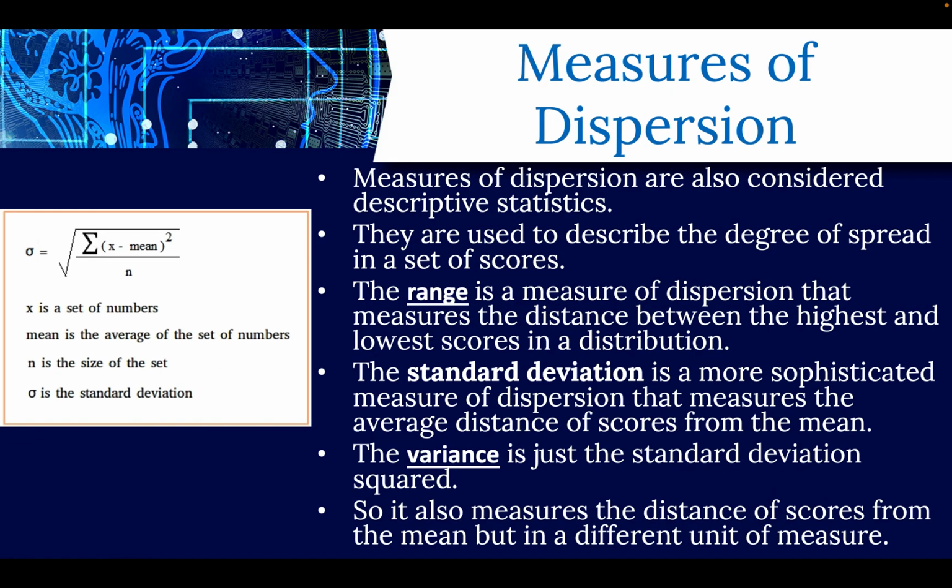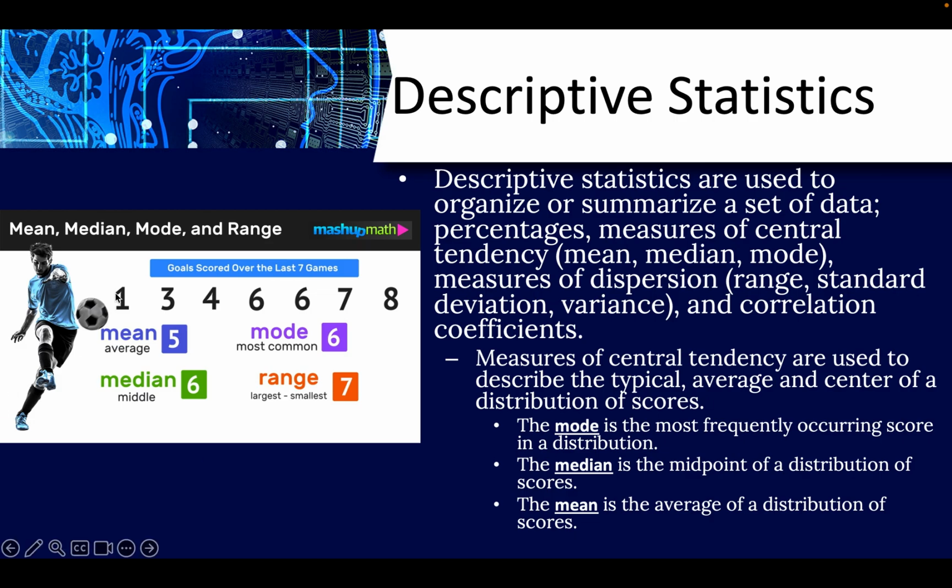Measures of dispersion are also considered descriptive statistics. They are used to describe the degree of spread in a set of scores. The range is the measure of dispersion that measures the distance between the highest and the lowest scores in a distribution. In this one, the lowest is 1 and the highest is 8. So the range would be 7. 8 minus 1 equals 7. That would be the range.